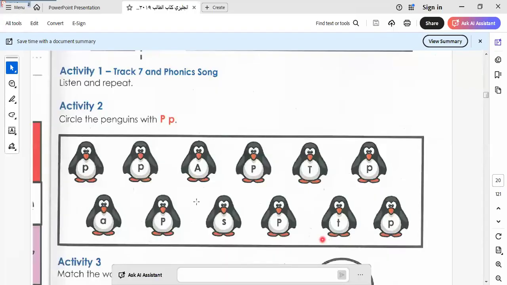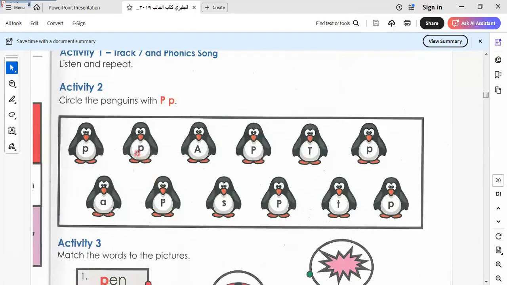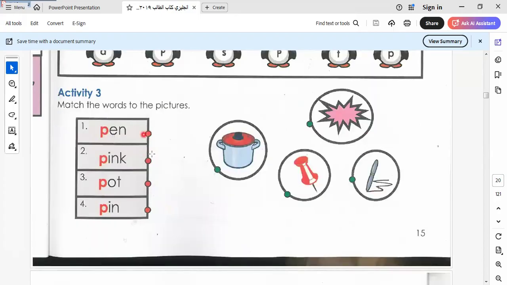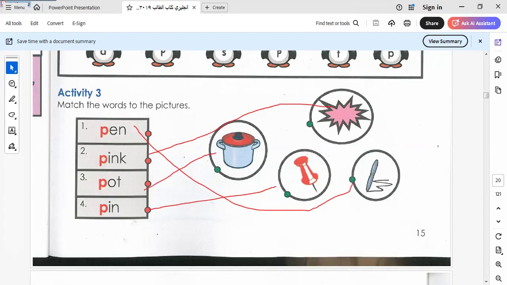Here is letter B. Let's learn how to select letter B. Here is letter B, letter B, letter B. Here is pin. Which one is pin here? This one. So I select this one. Here is pink. Which one is pink? This one by this one. Pot, this one by this one. Bin, this one by this one.